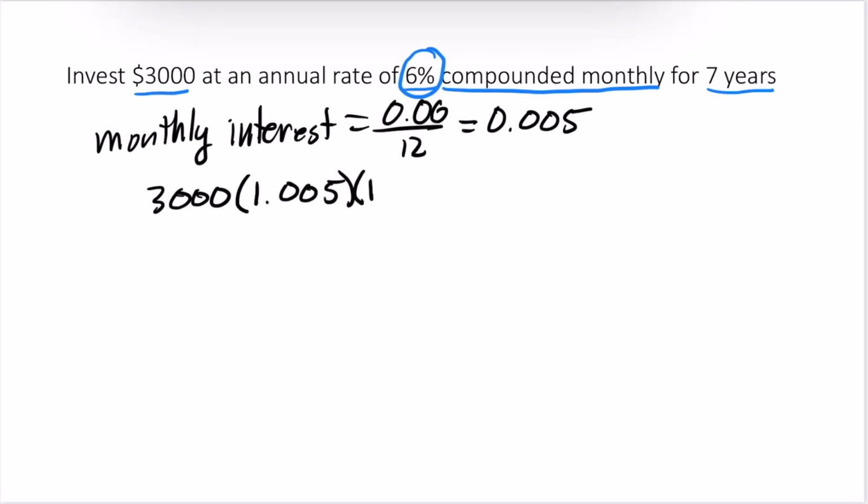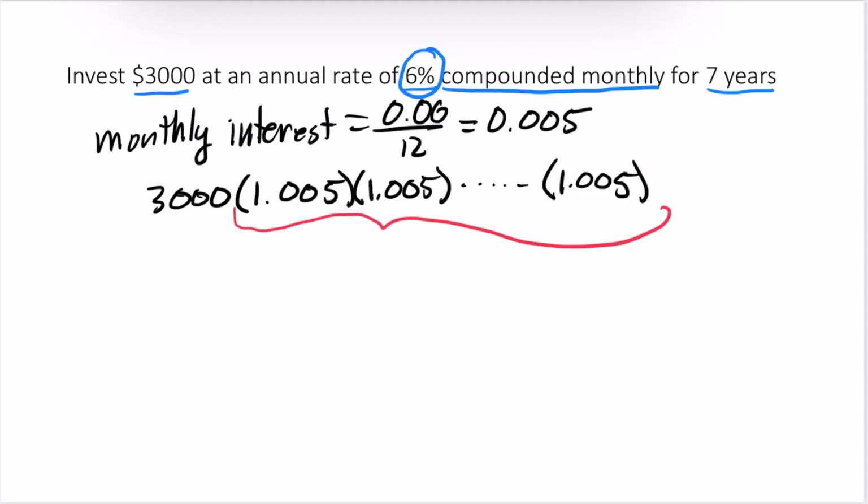Then after the second month, we'd multiply by 1.005 again, all the way until the very, very last month. And after you multiplied all of those together, that would give you the amount that you would have at the end of 7 years. So the question is how often is this multiplied?